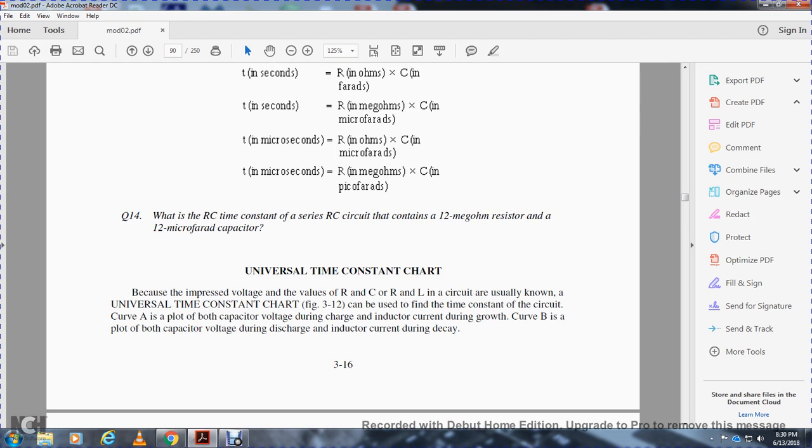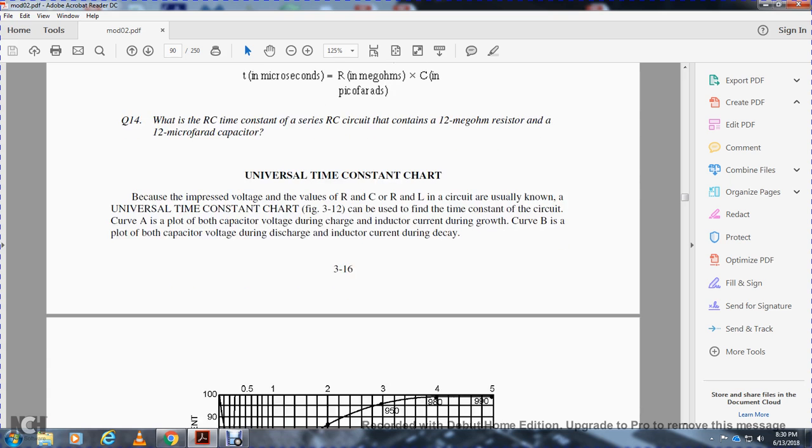Now the universal time constant chart. You can express the voltage of the resistor and capacitor, or the resistor and inductor. Remember, they are exactly the opposite of each other. The circuit's behavior can be determined with the universal time constant chart using the time constant of the circuit. Curve A plots the capacitor voltage during charge and inductor current during growth. Curve B plots the capacitor voltage during discharge and inductor current during decay.